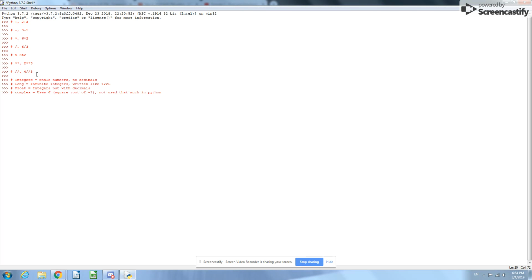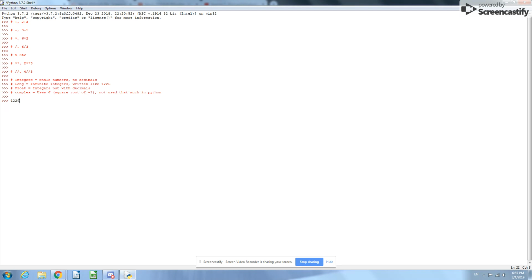There's integers, which are whole numbers with no decimals or any decimal point really. There are long numbers, which are infinite integers, meaning that they go on forever, and they're written like a normal integer, but with an L at the end of it. There are floats, which are integers, but with decimals at the end of it, something like 4.5. And then there's complex, which uses the letter J at the end of the number, something like 122J.